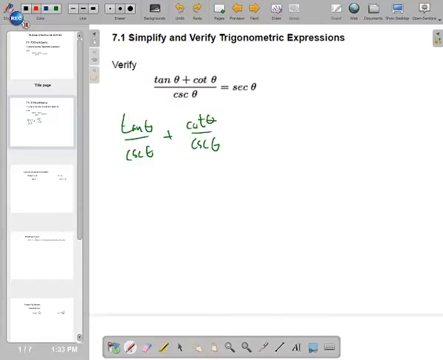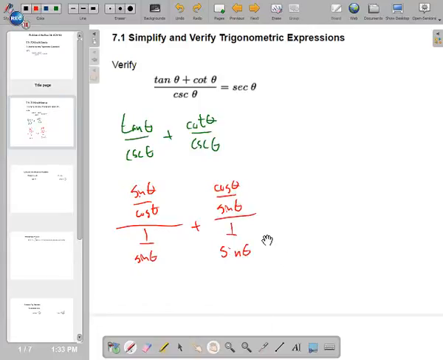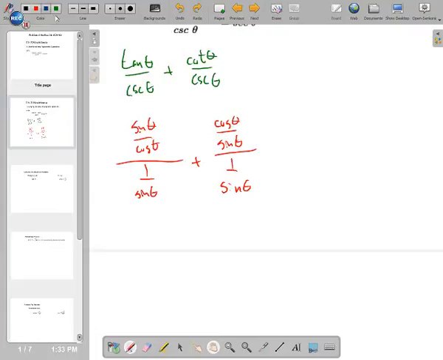Now what I'm going to do is make everything in terms of sine and cosine. So this is the sine of theta over the cosine of theta. That's tangent over 1 over the sine of theta. And cotangent is cosine over sine. And that's also over 1 over sine. So this looks messy right now, but it's going to clean up nice in a second.